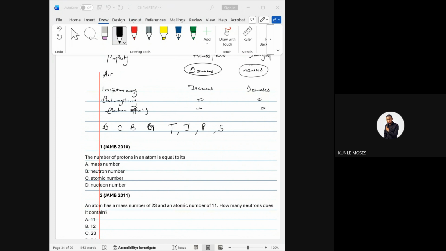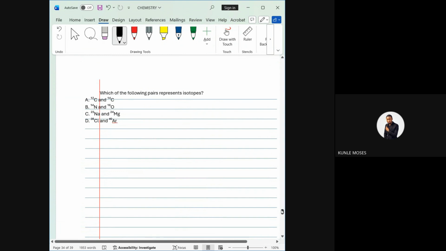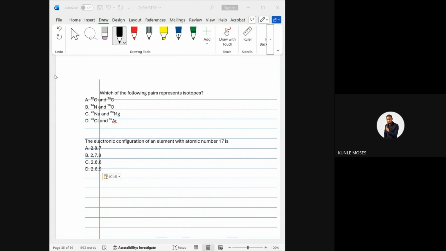The electronic configuration, this is from 2015. Atomic number 17 is what? All these questions are just such that within 2 seconds, you should have known the answer. Thank you, Jerry. 27. Baraka, you say it's too small. I think it's too much.